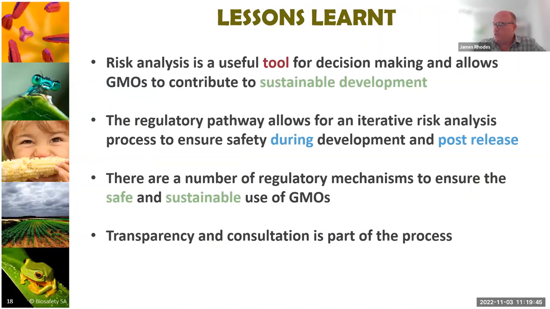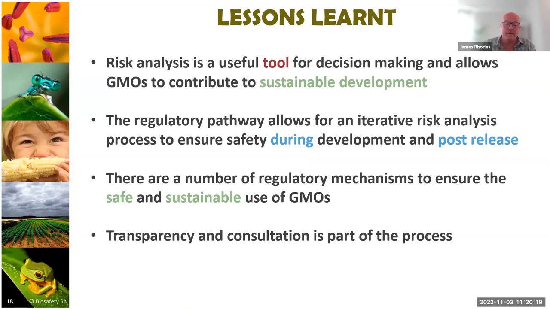I just want to end briefly: risk analysis is a tool for decision makers that allows GMOs to contribute to sustainable development, including food security and addressing biodiversity issues. The regulatory pathway that GM crops have to go through allows for a highly iterative process to ensure safety during development and post-release. It's not a short process, it's a long process, and there are many steps during that process that allow you to ensure safety.